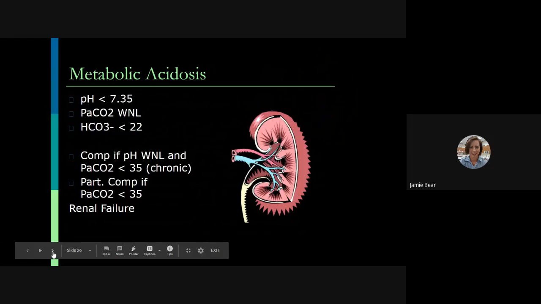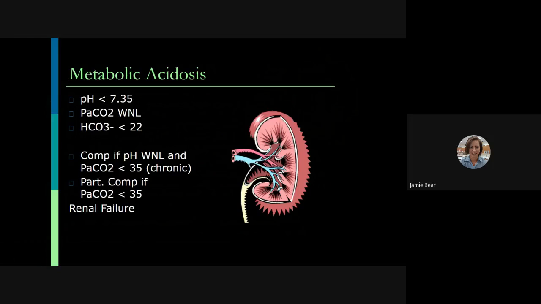A metabolic acidosis happens when there is a pH of less than 7.35, the PaCO2 is within normal limits, and the bicarb is less than 22. We will have respiratory compensation if the pH is within normal limits and the PaCO2 goes down lower than 35. Only partial compensation if the CO2 goes down to less than 35 and the pH is not within normal limits.